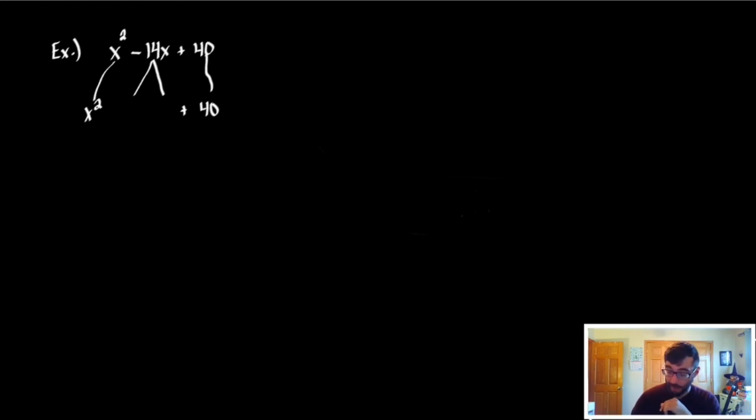And remember, that is when we do a times c. So in this problem, a is just a number 1, so it's going to be 1 times 40. So that multiplies to 40, right? So I need to find a pair that not only multiplies to 40, but adds to negative 14. Well, I can do like 1 times 40. I can do 2 times 20. I can do 4 times 10. And I can do 5 times 8. That's our only 4 pairs, okay?